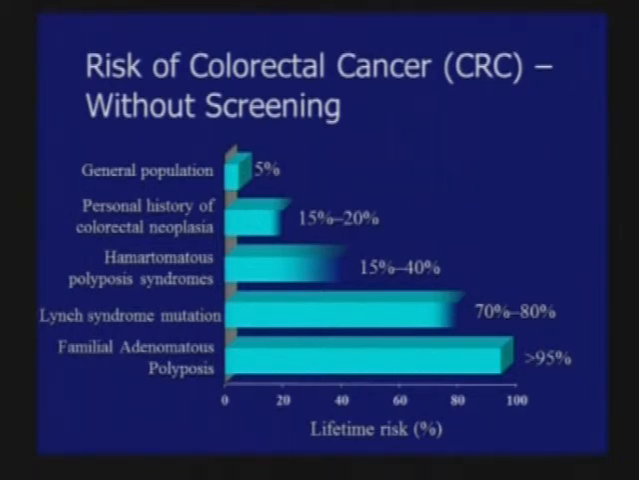If you have a personal history of colon neoplasia, either an adenoma or a cancer, your risk of a second event is higher. So 15 to 20% of individuals will get a repeat event in the future. In the high-risk syndromes, in the last 3 lectures, we're going to talk about some of these increased risks in the hamartomatous polyposis syndromes, Lynch syndrome, and FAP, and as you see, the risks are dramatically elevated compared to the general population.